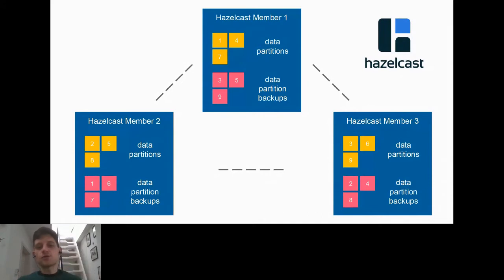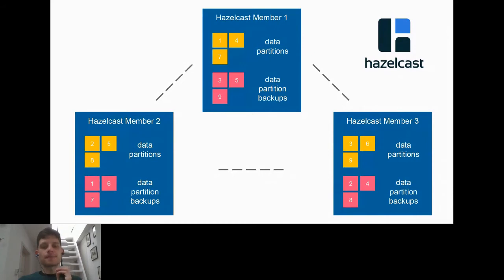And now there are also data partition backups, and the rule here is that this backup is always stored on another member, and by default it's stored on one other member. That's why if just one member fails at some point, the backups are promoted, and we don't experience any data loss, even though the whole data is stored in memory only. And that is the whole idea of the clustering. That's basically how all these NoSQL databases work.